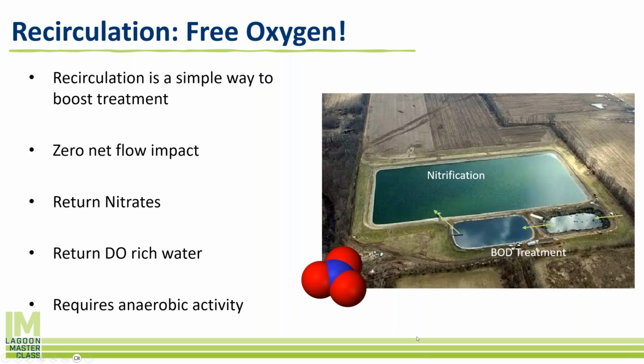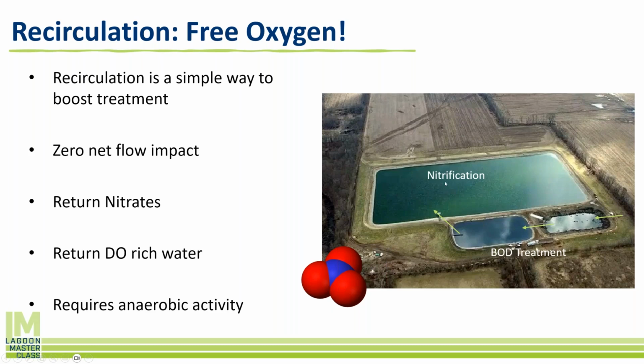Recirculation is a fantastic tool hydraulically to improve the treatment in your lagoon system. And here's the quick and dirty of it. What happens is we have water coming in, moving in by series flow from one cell to the next cell to the next cell. We get BOD treatment generally at the front end of the plant, because this is where BOD is high. BOD treatment typically happens before nitrification. So this is where you get BOD treatment.